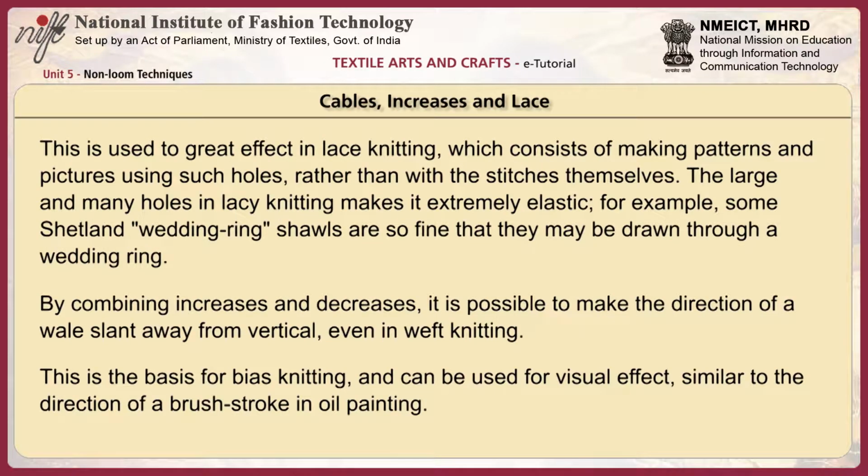This is used to great effect in lace knitting, which consists of making patterns and pictures using such holes rather than with the stitches themselves. The large and many holes in lacy knitting make it extremely elastic. For example, some Shetland wedding ring shawls are so fine that they may be drawn through a wedding ring. By combining increases and decreases, it is possible to make the direction of a wale slant away from vertical even in weft knitting. This is the basis for bias knitting and can be used for visual effect similar to the direction of a brush stroke in oil painting.